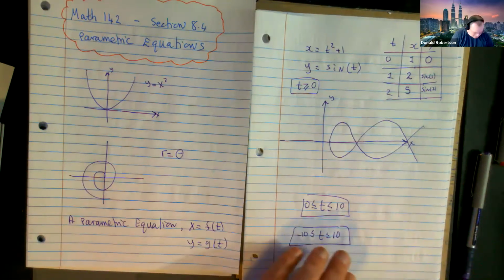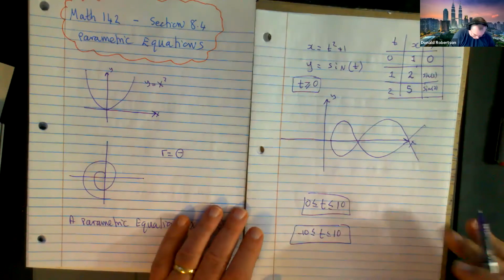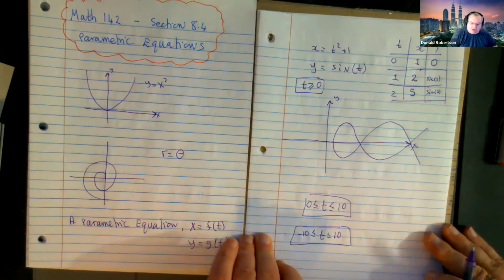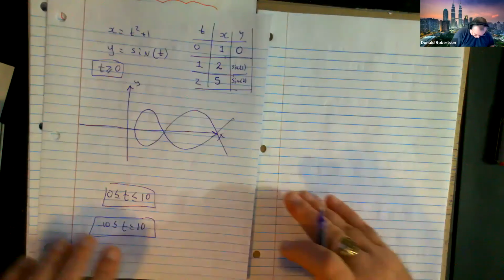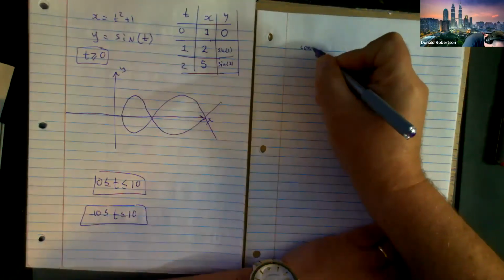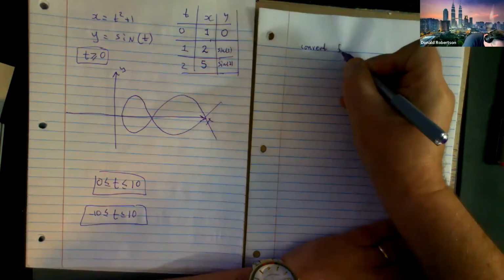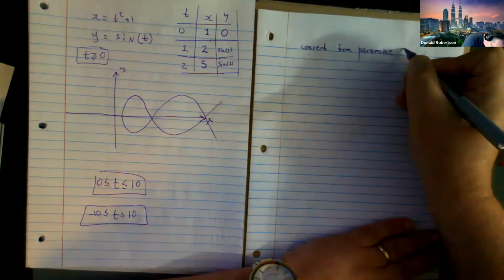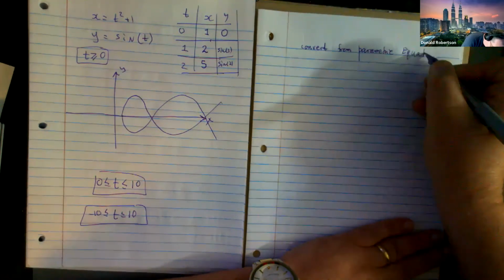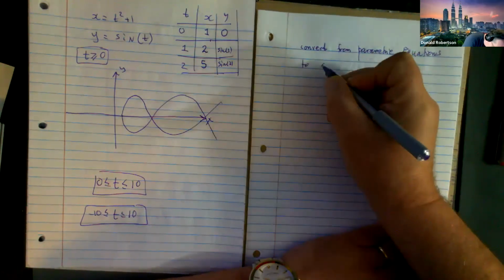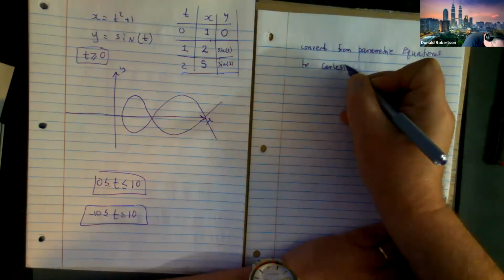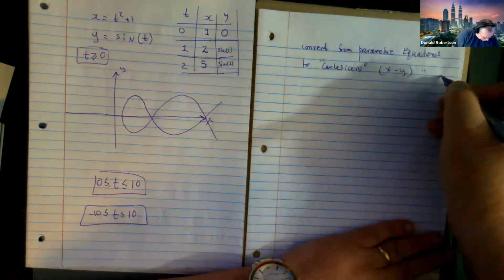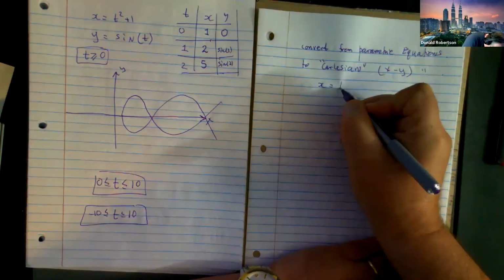And there are 2 major questions. First one is, tell me what it looks like. That's going to be pretty quick. The second question, not so easy. And that is, how do you convert from parametric equations to Cartesian, or if you prefer, XY equations, right? So here is my parametric equation.